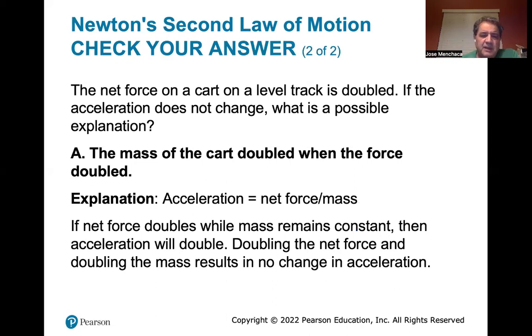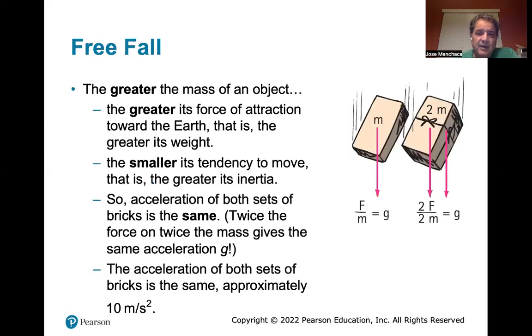If net force doubles while mass remains constant, the acceleration would double. Doubling the net force and doubling the mass results in no change in acceleration.